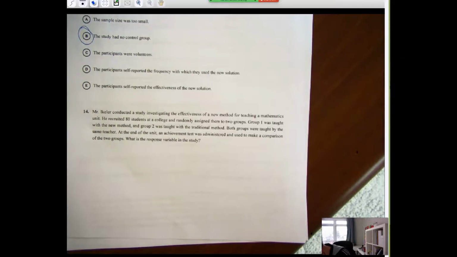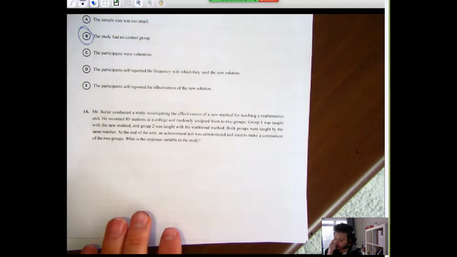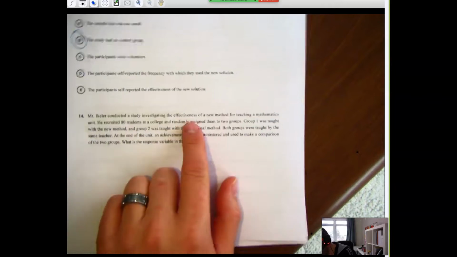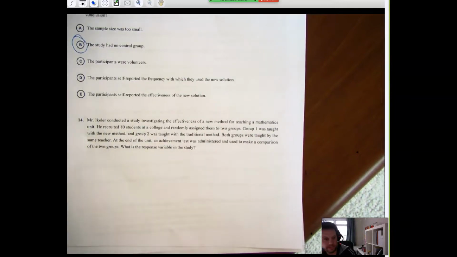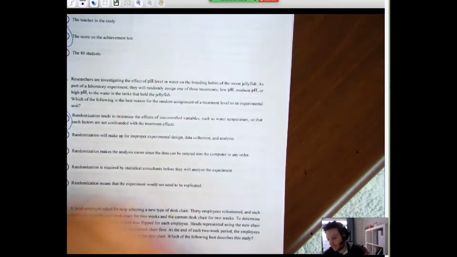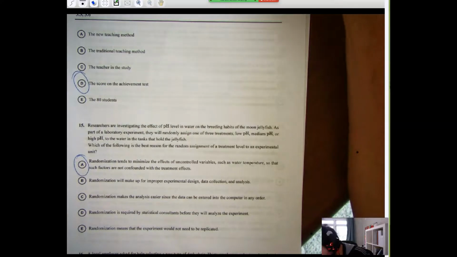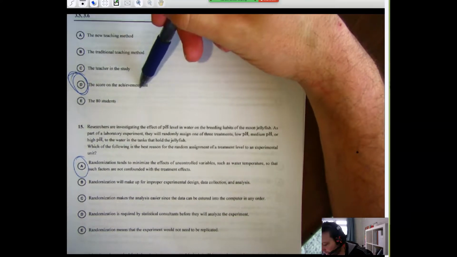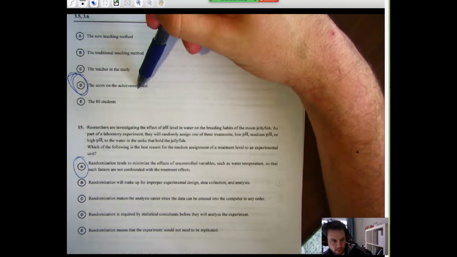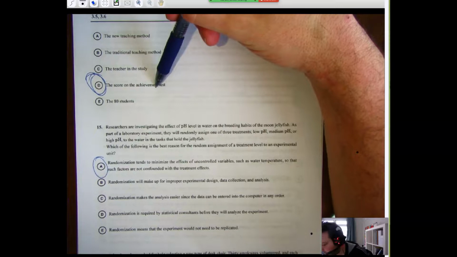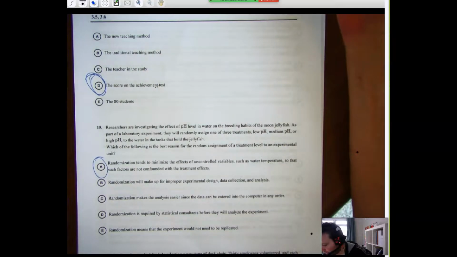What's the response variable? The response variable is what we're trying to measure, what we think the outcome is. And we're trying to measure the effectiveness of the teaching. So it should be something about measuring what you know: the score on the achievement test. How we do on the achievement test is how we're going to measure whether the new teaching or the traditional method was better. I'm going to stop there for now.